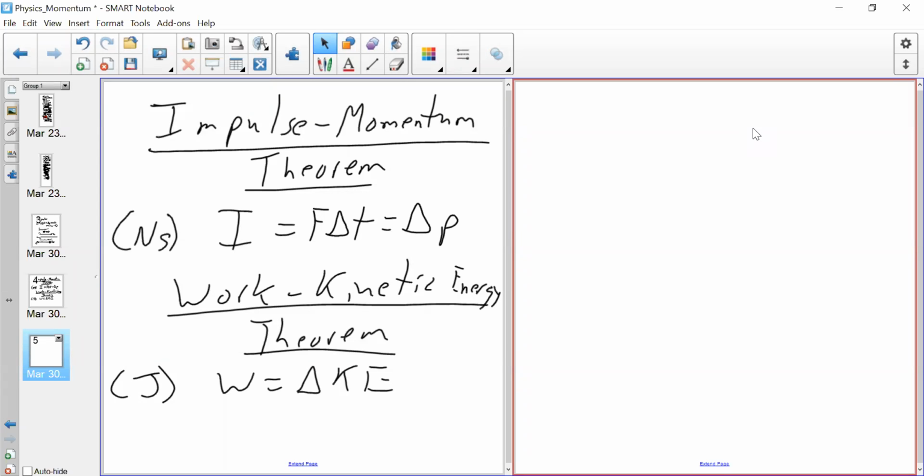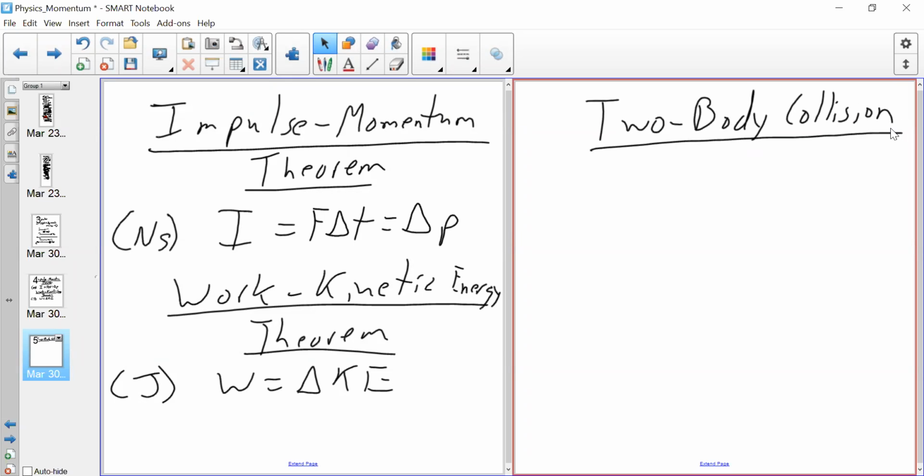We have a two-body collision here. And let's say we know that impulse is already force times time. So let's say those two balls or cars, or whatever the two objects are, come to a collision. Car one is going to the right, and then it impacts car two, which is going to the right.